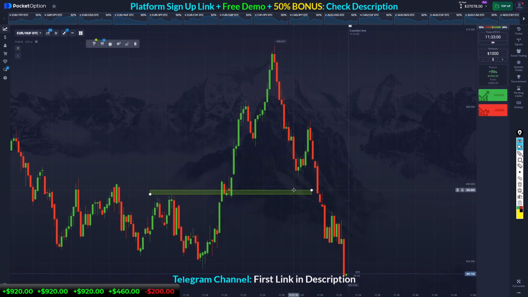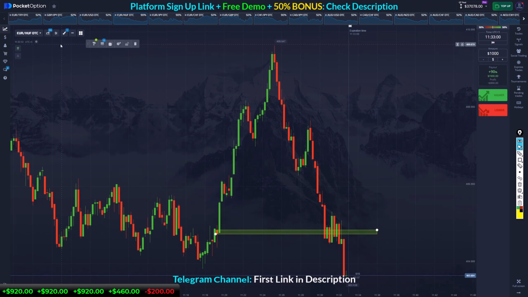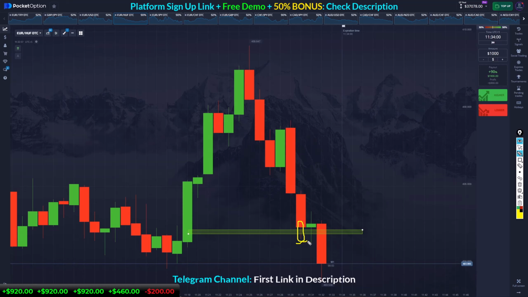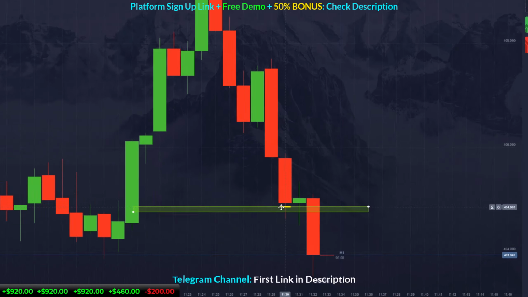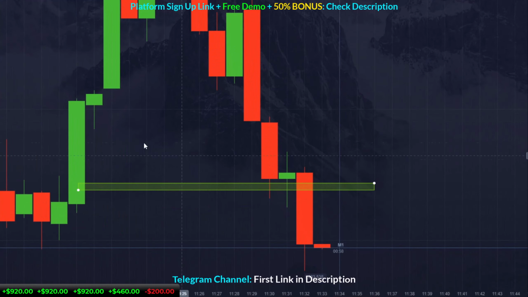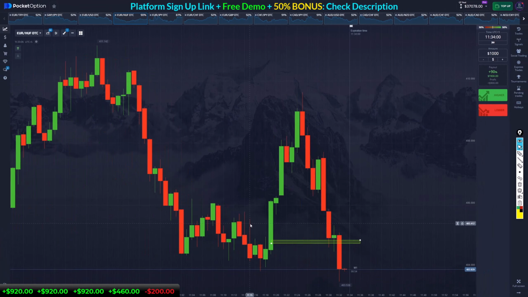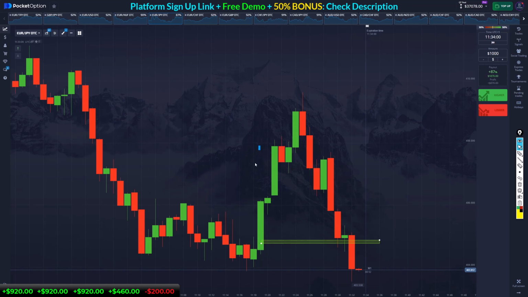All right, if I mark this, we will see that it has been rejected already. See? If we were entering here, we would win the trade because of the candle closing above. So we were late on this QM. Okay, it's fine. I will keep moving.